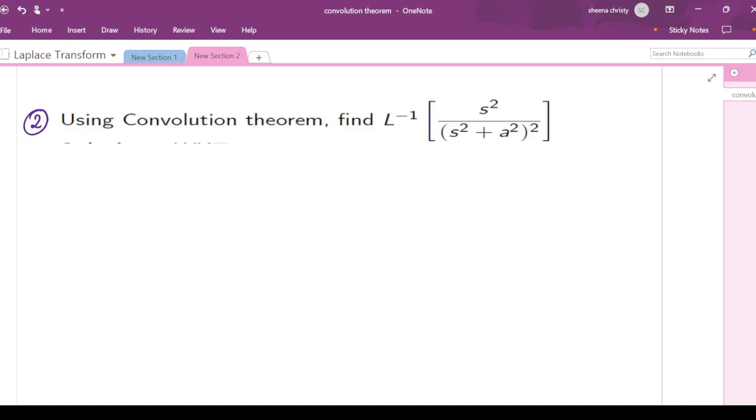Using convolution theorem, find L inverse of s square by s square plus a square the whole square. So here how we are going to solve it. Now L inverse of s square by s square plus a square the whole square.